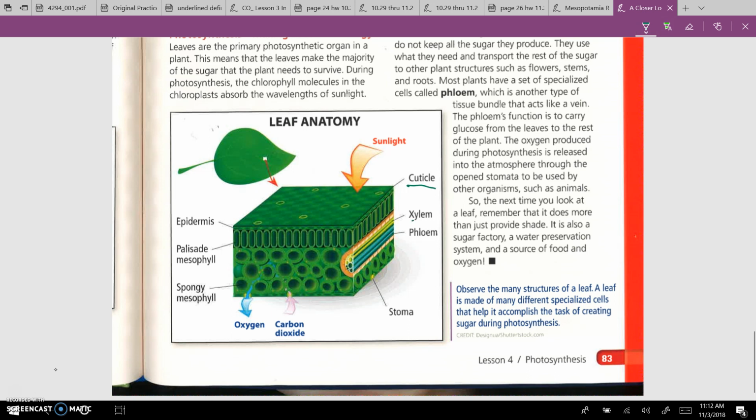We have the xylem, which is this light green layer here. The phloem, which is that bluish colored layer. The stoma is that little yellow guy down there. And then we see that carbon dioxide goes into the cell and oxygen comes out. And we also have the epidermis as well. And we didn't talk about the other two, so don't worry about them for now.